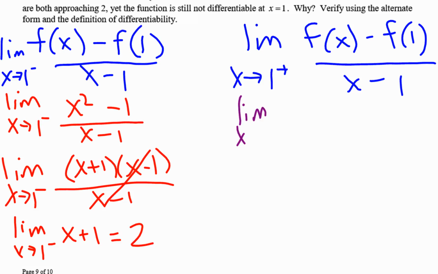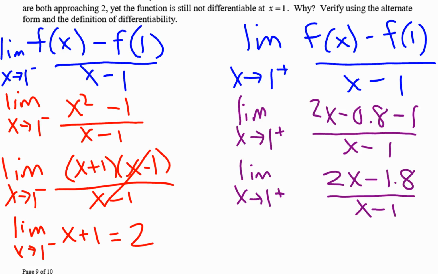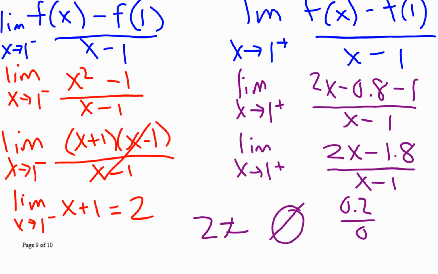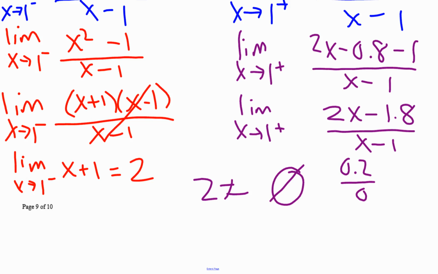Now if we look on this side, we have our f of x is 2x minus 0.8. f of 1 is still 1. Please keep that in mind. So in this case, we have 2x minus 1.8. So now if we plug in 1, we don't get 0 over 0. We get 0.2 over 0, which is undefined. It's not 2. That is a mathematical way to show that the function is not differentiable at x equals 1.